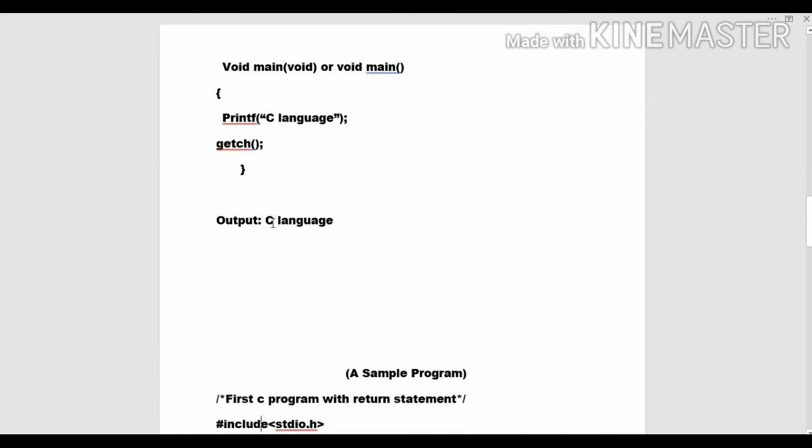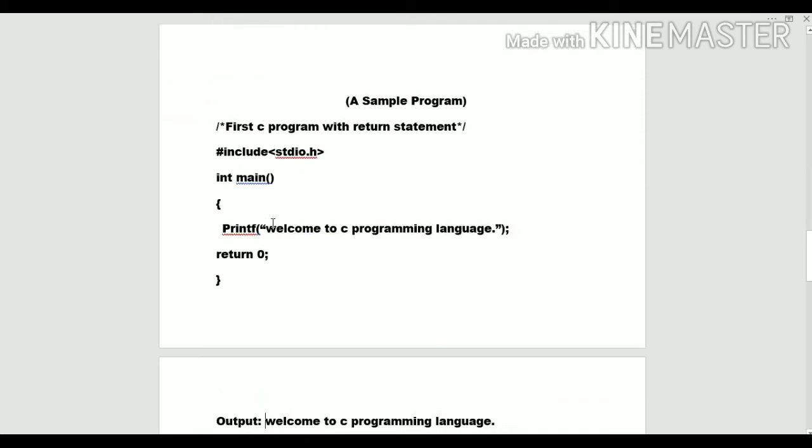This is the output. I have shown a sample program, a very simple and easy to understand C program. Here I have written the comment line. You can see this slash star, then "first C program with return statement", star slash. Now here I have missed one statement.